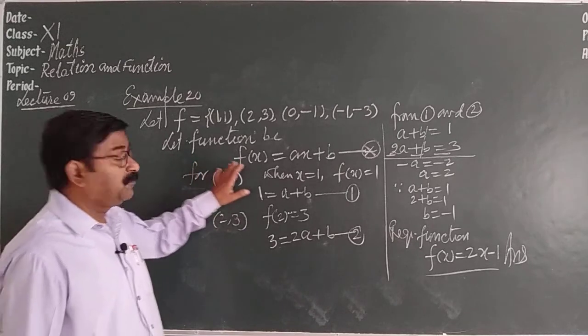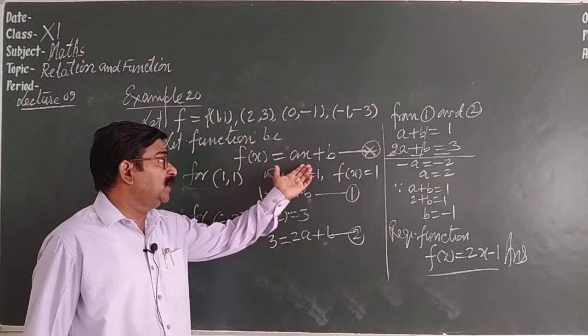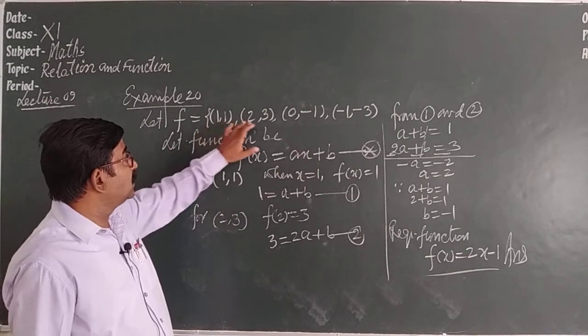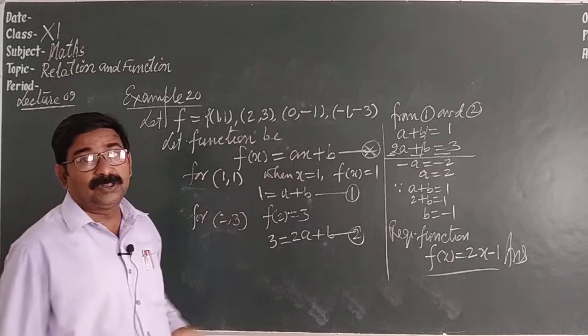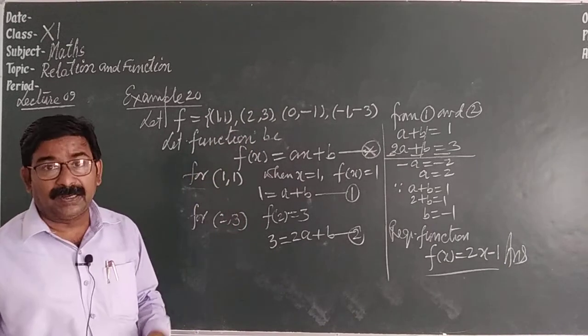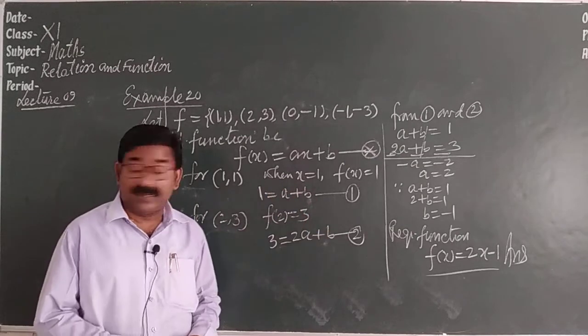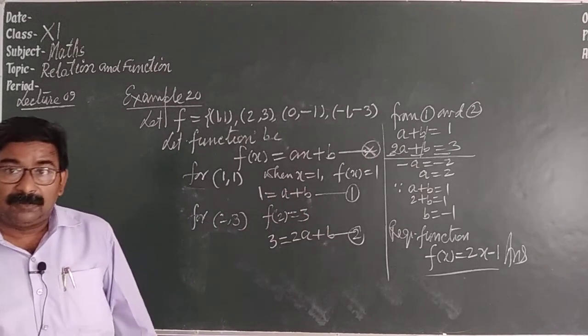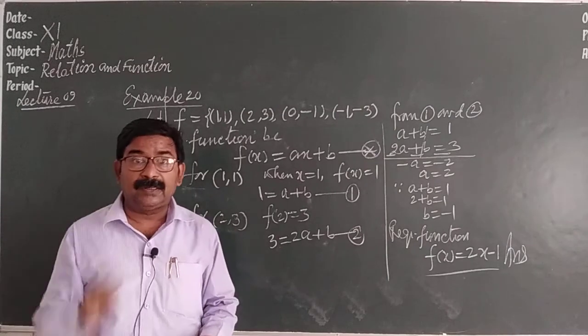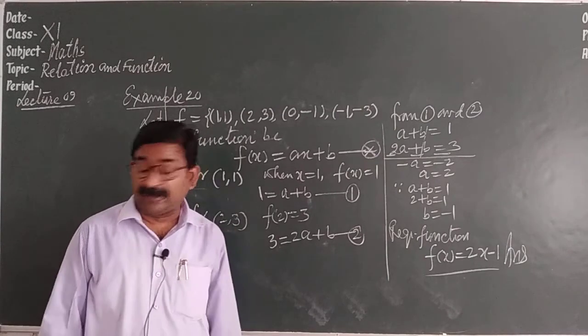It means you have to assume a linear function like ax plus b, and after that the values are given as x and y. By putting the values of x and y, we can get the values of a and b, and after that, substituting a and b, we can get the function. Got it? So this is how we can get the value of a different function.